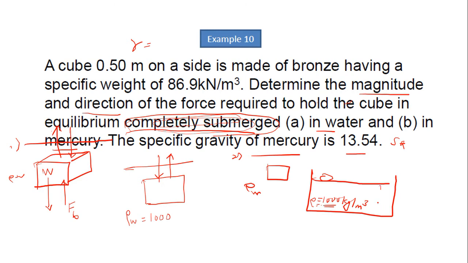It will sink. Okay, in this question they give you the density of the bronze. You can find it from the specific weight. And specific weight is equal to what? Specific weight is equal to rho g, right? Correct?